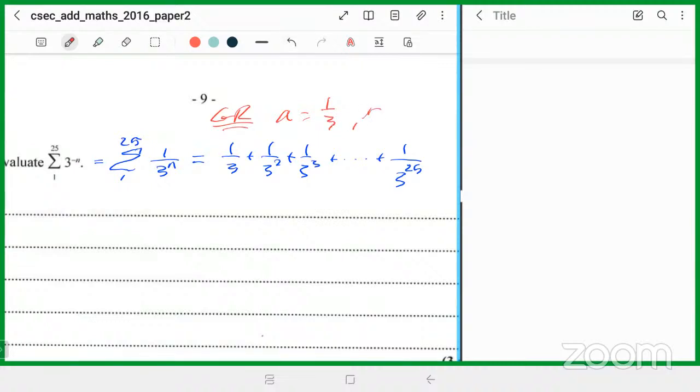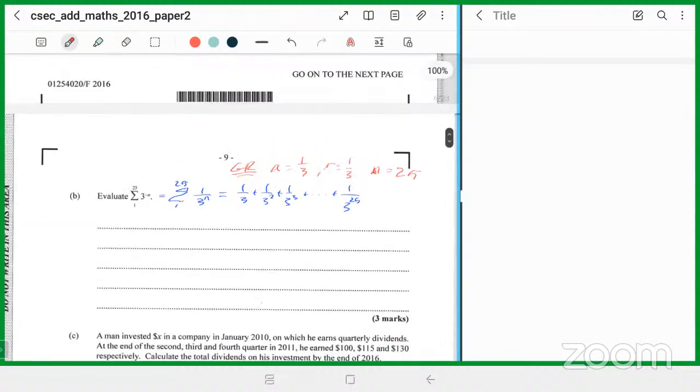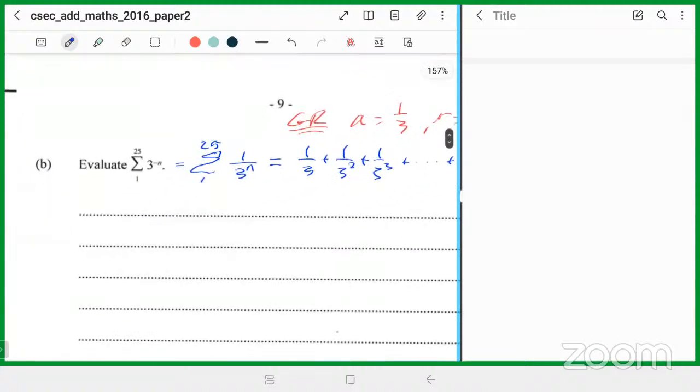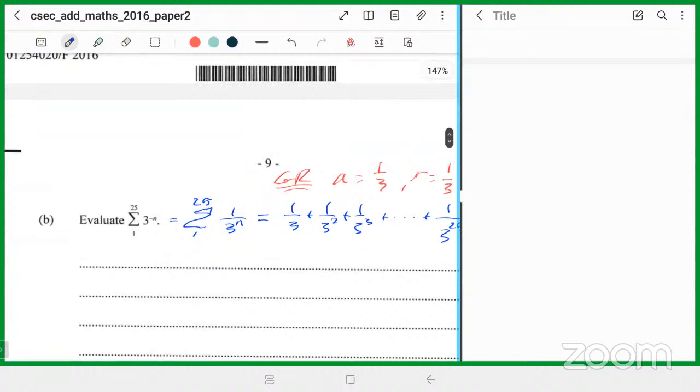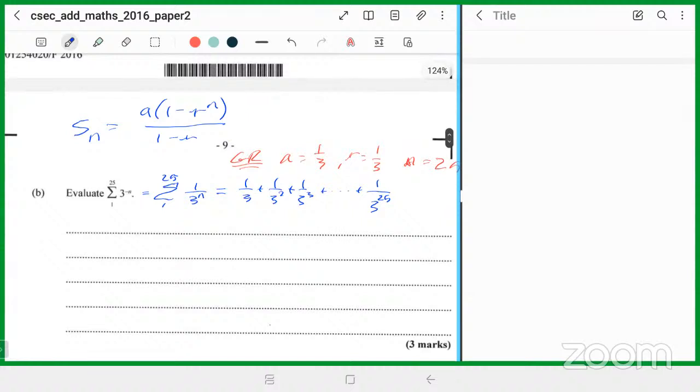You keep multiplying by a third. So the common ratio is a third, and the number of terms you're adding is 25, and you want to sum those values. So using the sum of a GP, the sum to n terms is a into 1 minus r to the n over 1 minus r. That's what I'm using. So the sum down here to 25 terms.